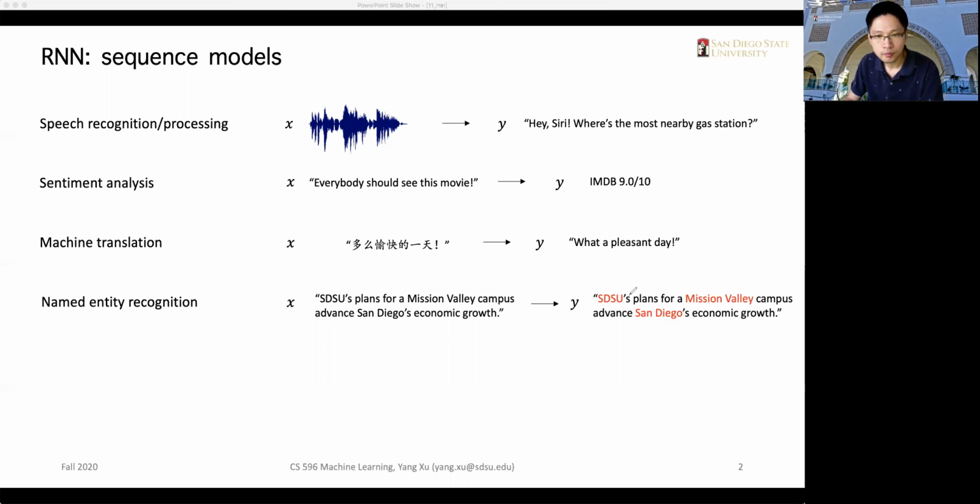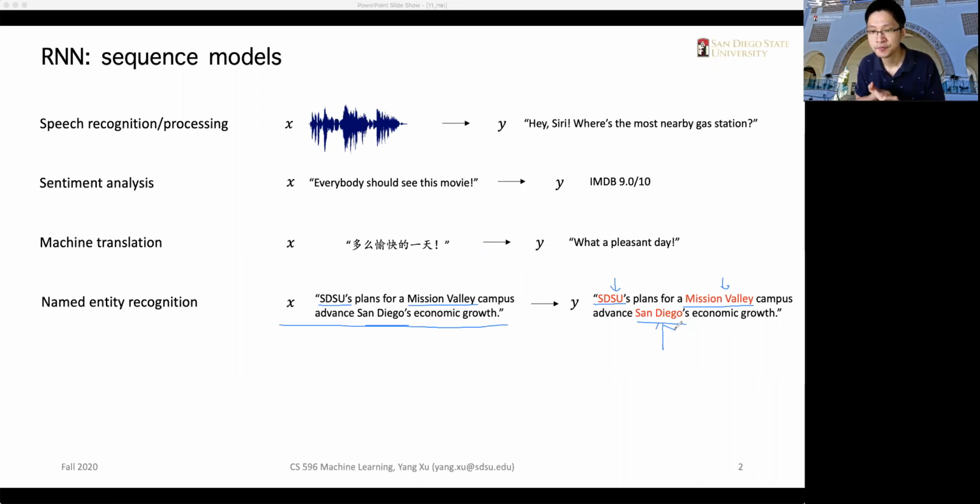So, like given the input sentence, okay, SDSU is recognized as an organization. Mission Valley recognized as a location, a place name. San Diego recognized as a city's name. Okay, so given to identify those entities, the task itself is useful in information extraction.